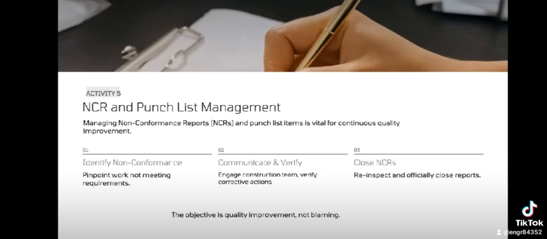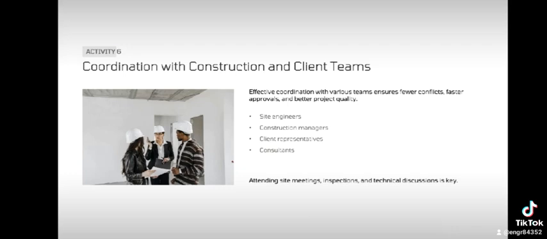So this means that the raising of NCR doesn't mean that to blame activities or to blame the construction work, but rather this is the quality improvement. Activity number 6 is the coordination with construction and client team. QAQC electrical engineers are central to project coordination, working with various stakeholders. Effective coordination with various teams ensures fewer conflicts, faster approvals, and better project quality.